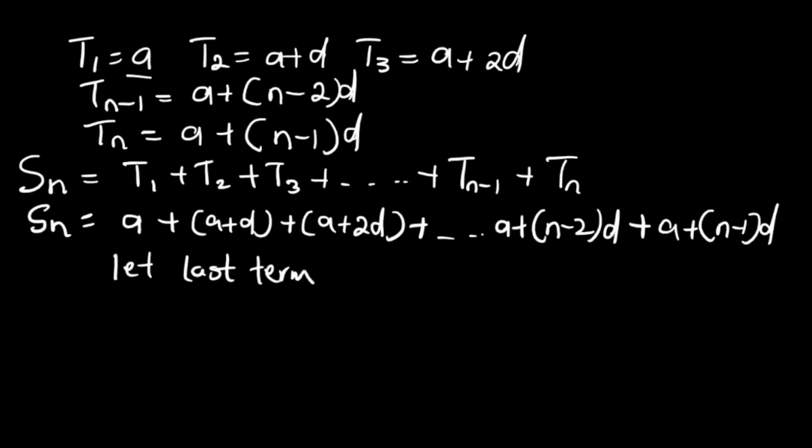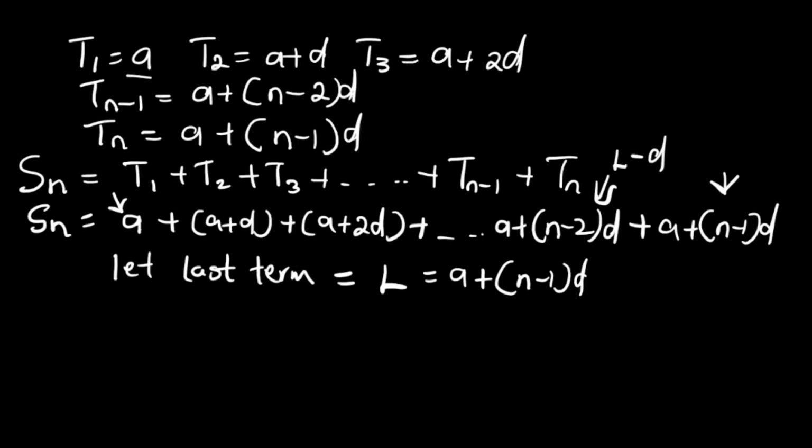Now at this stage, we're going to let the last term of the sequence be equal to L. So this is the first term, and this will be the last term. The last term is equal to a plus (n minus 1) multiplied by d. This will be your second last term. If this is L, the second last term will be L minus d.